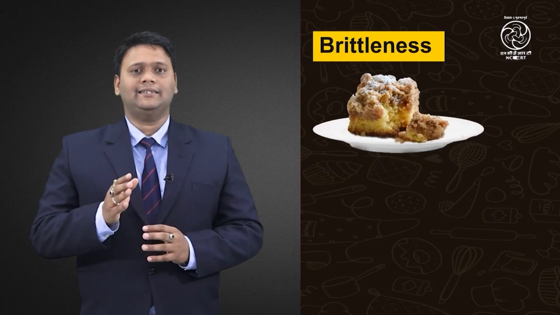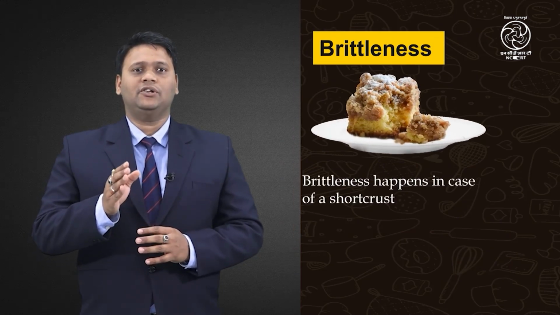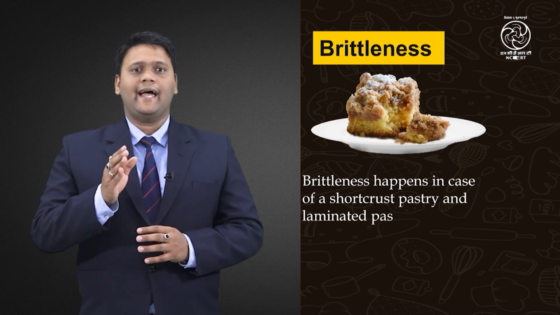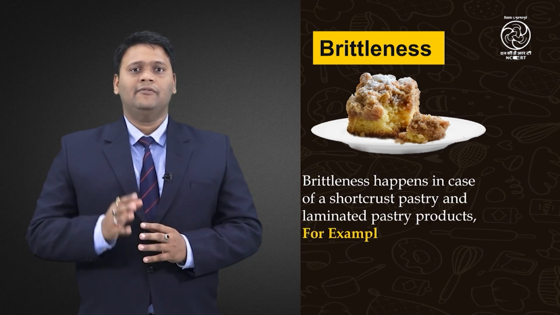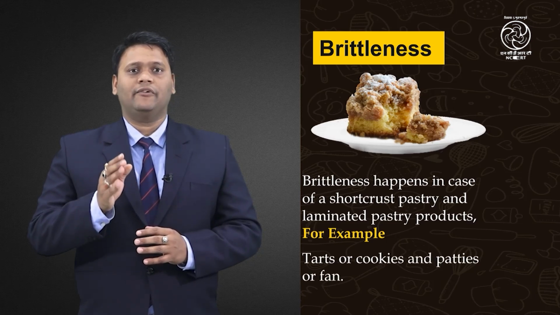The corrective measure to reduce spreading is to check the recipe and correct the amount of ingredient. Next is brittleness. Brittleness happens in case of a short crust pastry and laminated pastry products, for example, tarts or cookies and pâtés or fan.